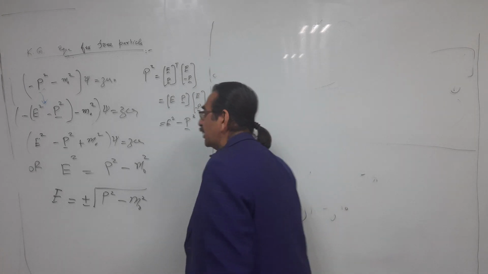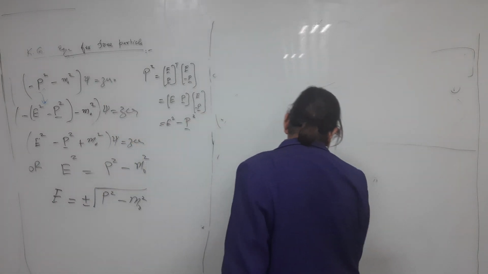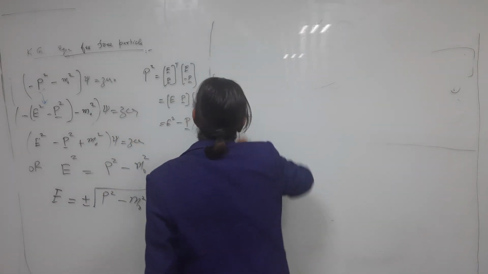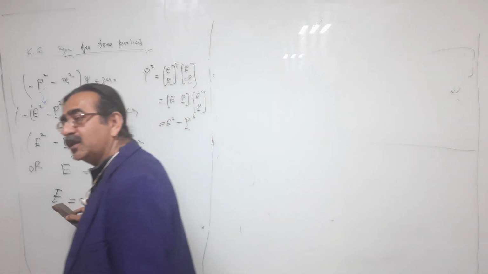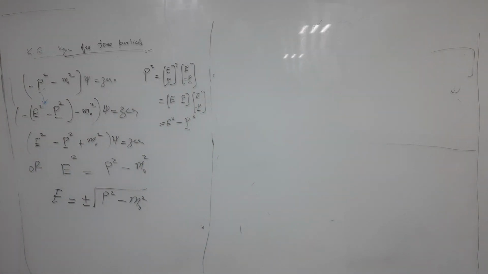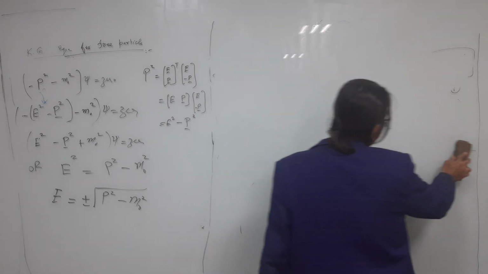Firstly, we have to derive the equation of continuity. Because we are dealing in four-dimensional momentum space, we will write the equation of continuity in four-dimensional space.